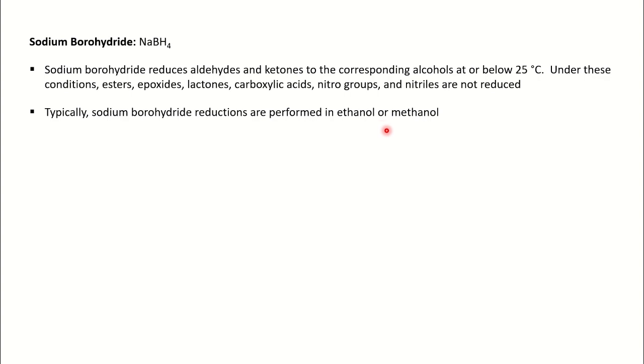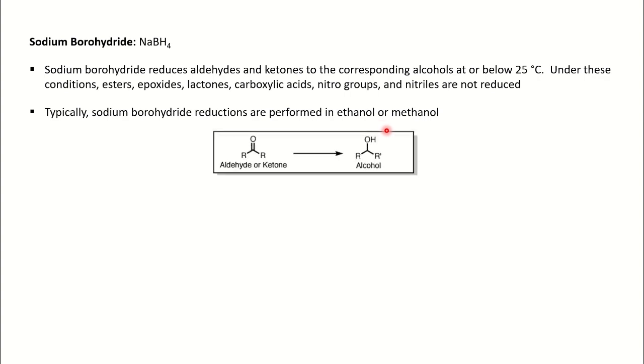So either in ethanol or methanol, one can pursue the reaction of sodium borohydride. In general, if you have an aldehyde or ketone, it reduces to alcohol. If you have an aldehyde, it will form a primary (1 degree) alcohol, and if you have a ketone, it will form a 2 degree or secondary alcohol.